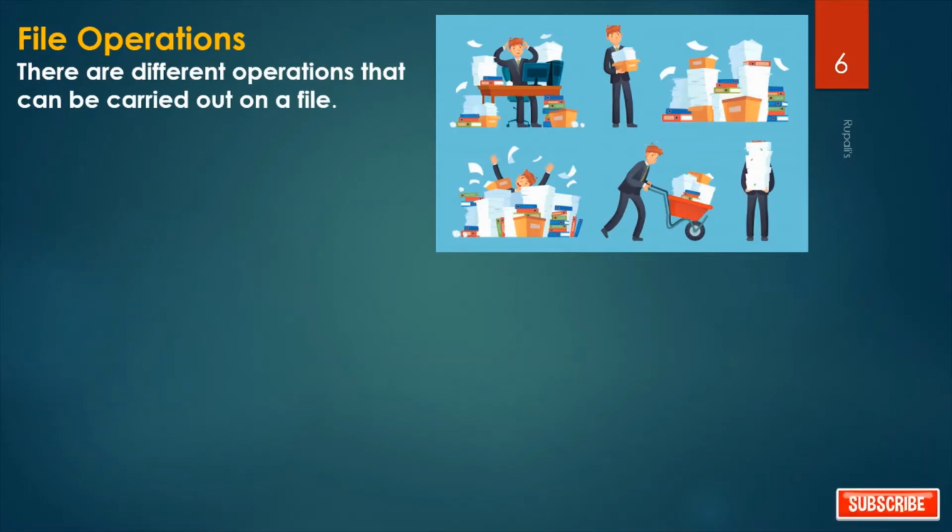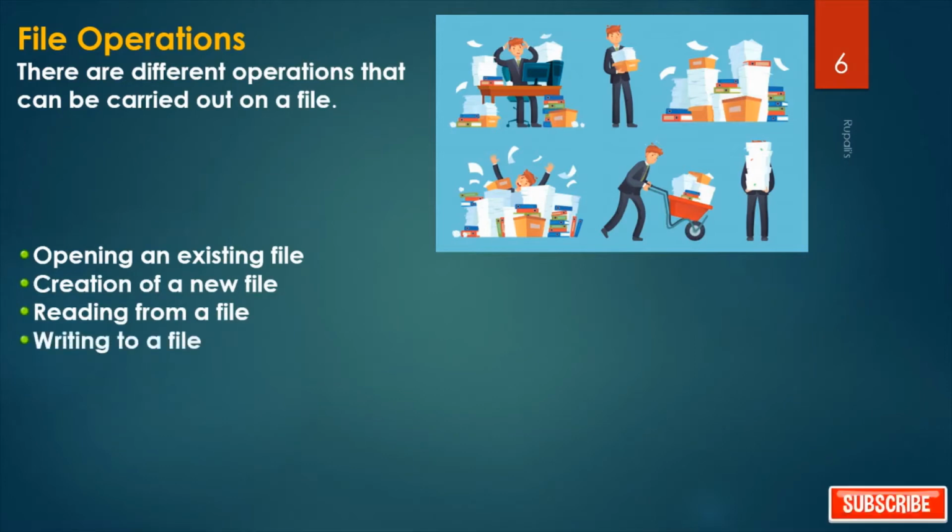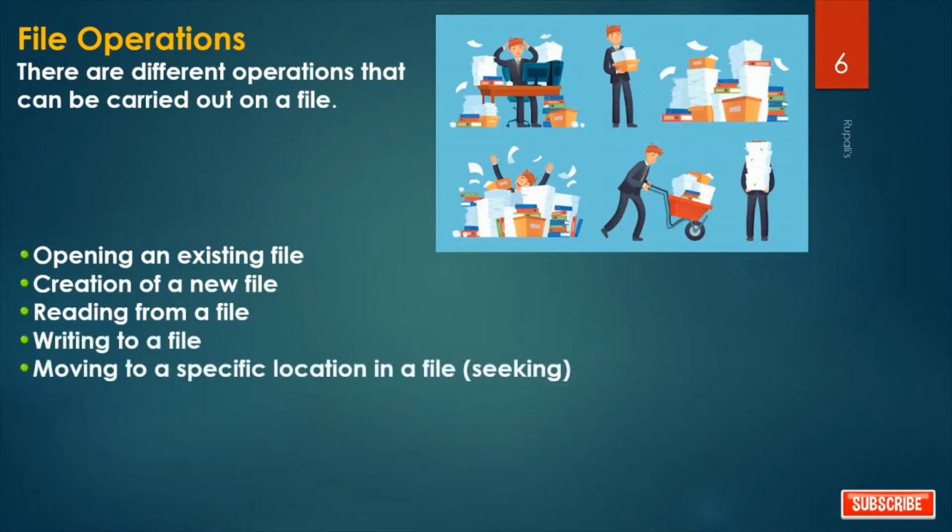Then file operations. There are different file operations in C. We will learn each and every file operation in detail. First, opening an existing file, which means the file is already created and you just want to open that file. Creation of a new file. You have to create a new file. Reading from a file. Writing to that file. Moving to a specific location in a file means seeking or searching. Closing a file. These operations we have to learn later.